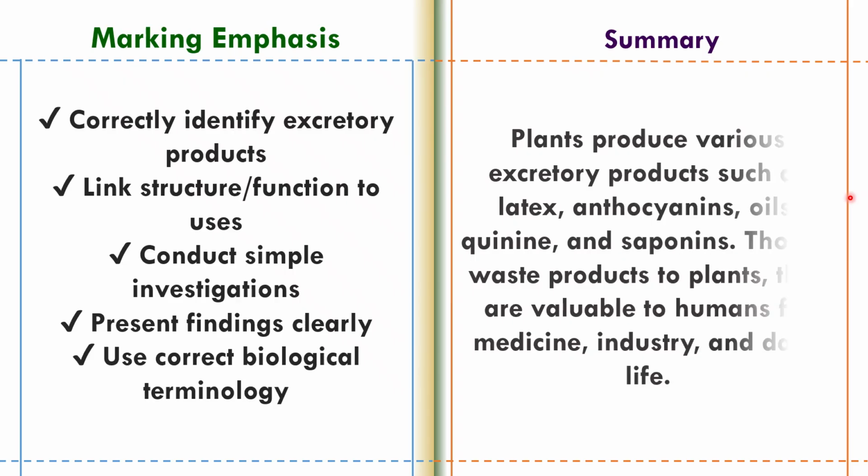Summary. Plants produce various excretory products such as latex, anthocyanins, oils, quinine, and saponins. Though waste products to plants, they are valuable to humans for medicine, industry, and daily life.